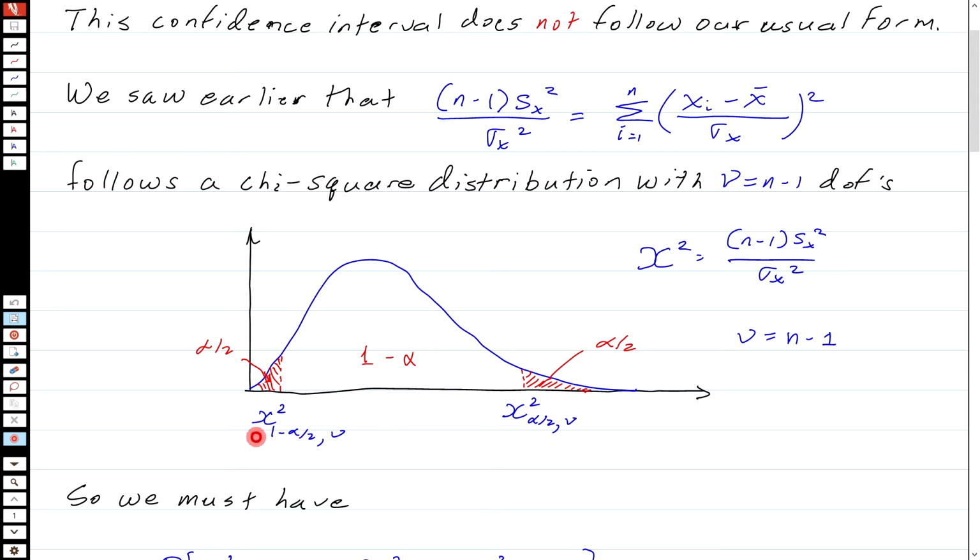There's a symmetric value, or not exactly symmetric, but a value at the other end, chi-squared 1 minus alpha by 2 with nu degrees of freedom, having area above it of 1 minus alpha by 2, and that means area below it of alpha by 2. So these 2 points together have area between them of 1 minus alpha. Area below this is alpha by 2, area above this is alpha by 2, so the area outside is alpha, so the area inside is 1 minus alpha.